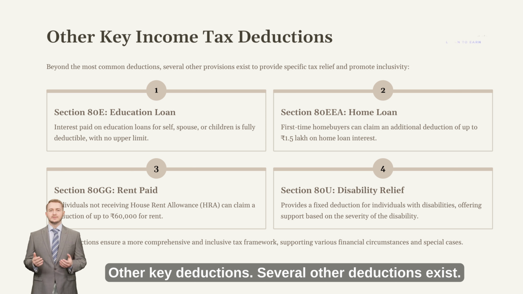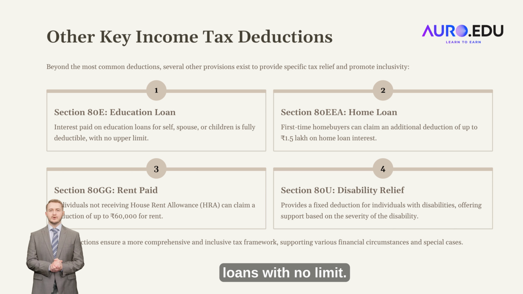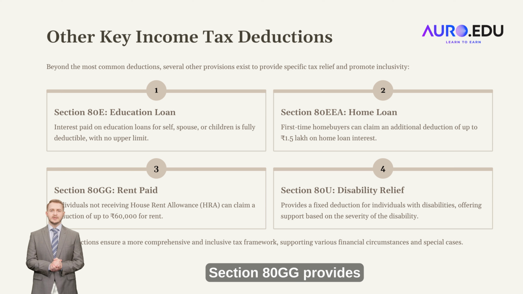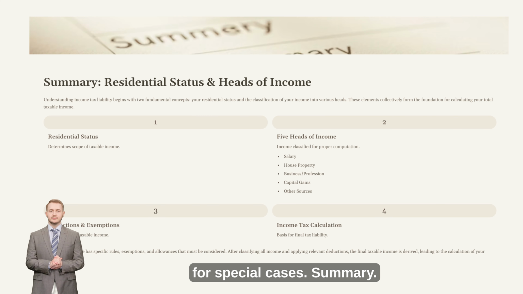Other key deductions. Several other deductions exist. Section 80E covers interest on education loans with no limit. Section 80EEA allows additional Rs 1.5 lakh deduction on home loan interest for first-time buyers. Section 80GG provides deduction up to Rs 60,000 for rent when HRA is not received. Section 80U offers relief for persons with disabilities. These ensure inclusivity and support for special cases.